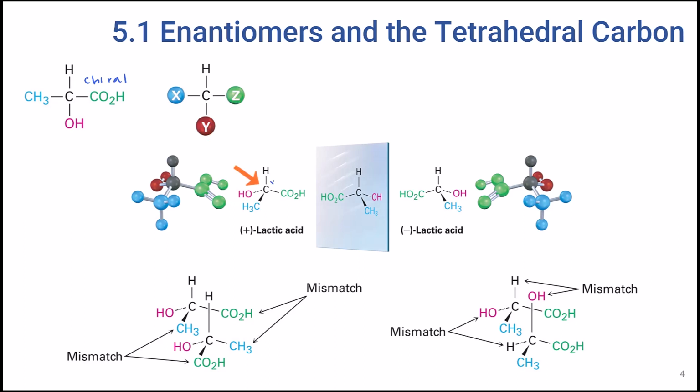Lactic acid has a chiral carbon right there, and we can see the mirror image of it drawn. The CO2H groups mirror each other. The CH3 group mirrors each other, as does the OH. So that's the plus lactic acid, and we also have the minus lactic acid.